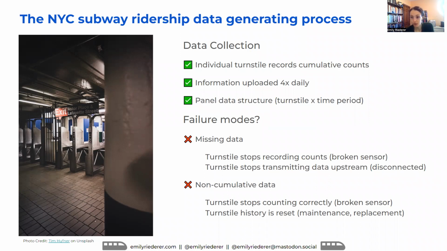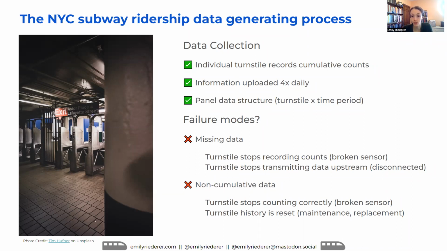And so we can start to reason about problems literally at the turnstile level. We might have missing data if a turnstile is broken, or if it somehow stops being able to upload that data to the centralized servers. Or we might have non-monotonic data if any given turnstile, for whatever reason, is reset. For example, if it's replaced or has some sort of maintenance event. And with this reasoning process, that can open our minds to different ways that we can structure our data checks, small tweaks to the normal ways that can have a little more power and a little more efficacy.